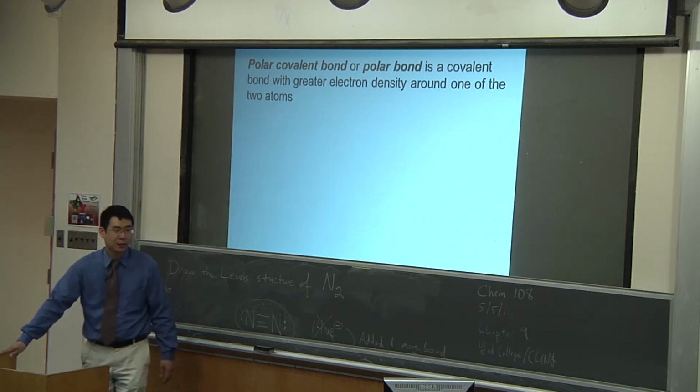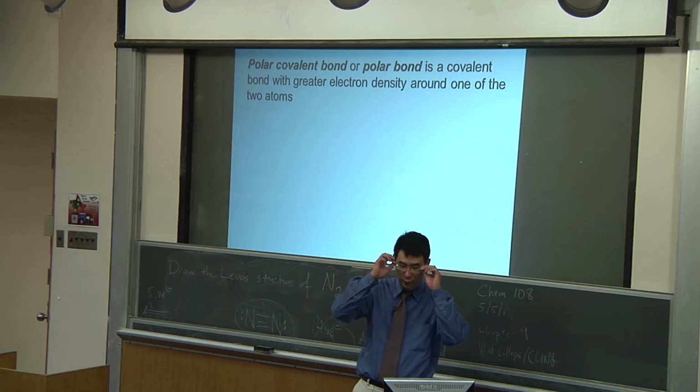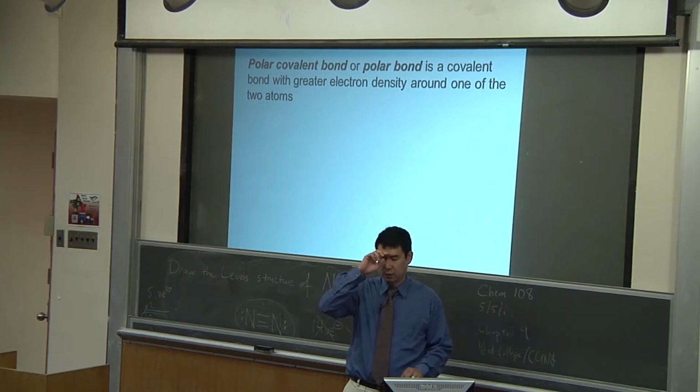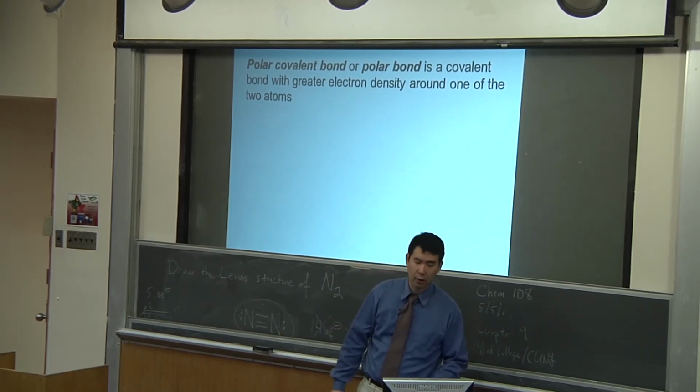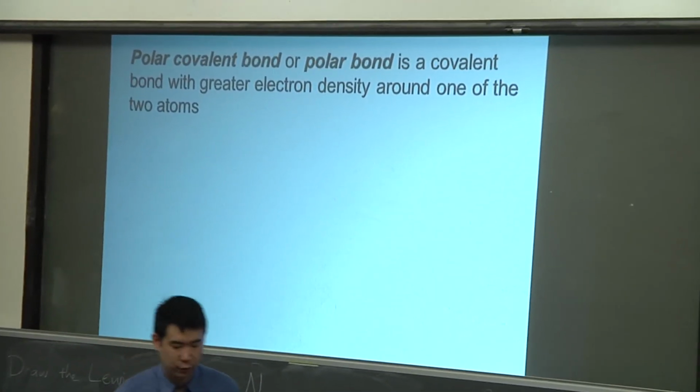And so that's where this concept comes in: polar covalent bonds. Polar covalent bonds are covalent bonds in the sense that electrons are shared between the two atoms in the bond.